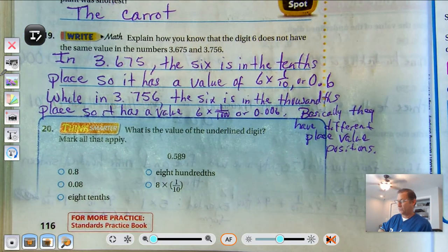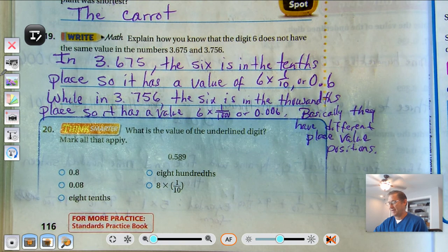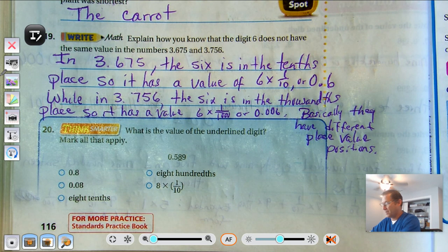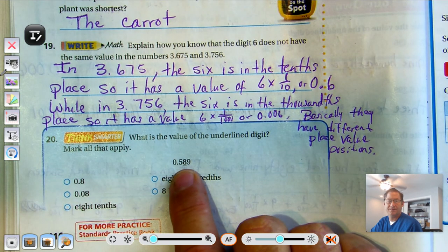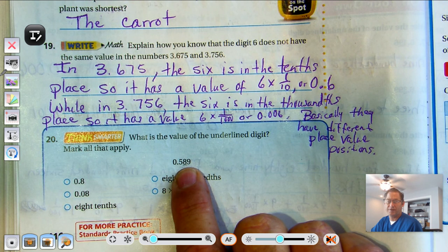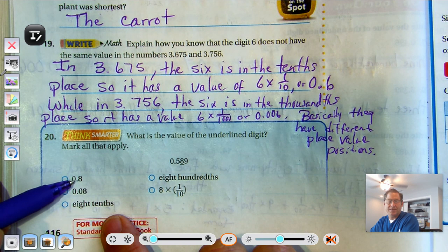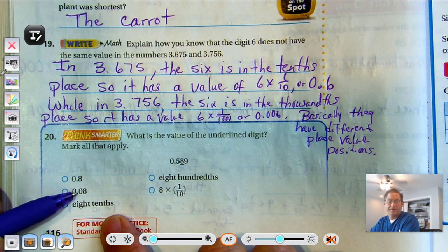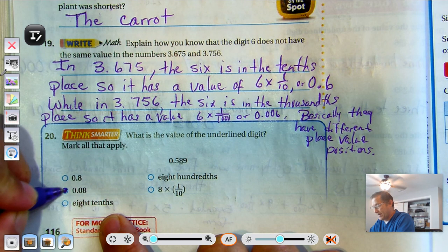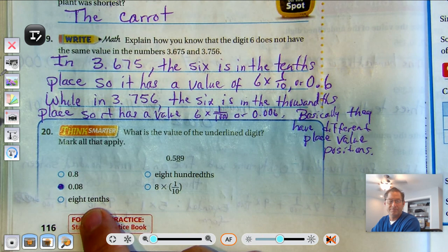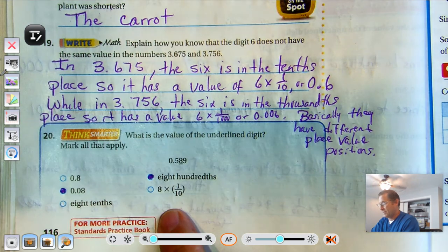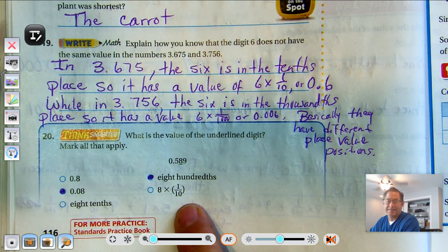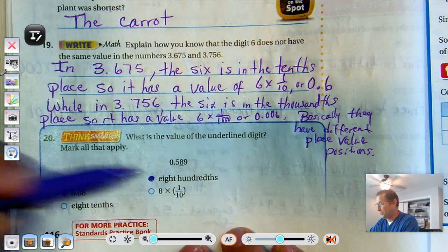All right, and number 20. What is the value of the underlined digit? Mark all that apply. All right, so we have 0 ones, we have 5 tenths, 8 hundredths, 9 thousandths, 8 hundredths. Okay, well, that's not 8 hundredths, that's 8 tenths. This is 8 hundredths. 0.08, I would read that as 8 hundredths. 8 tenths, that's not 8 hundredths. It wouldn't be 8 times 1/10, it would be 8 times 1/100. Okay, so it's just those two.